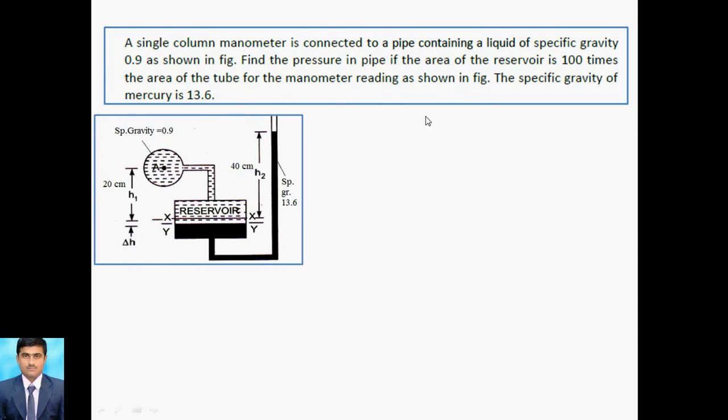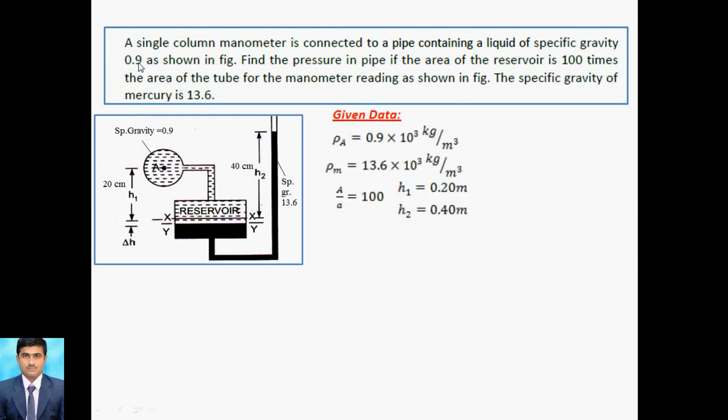This is the given data, along with the specific gravity of mercury. The heavier fluid is here. You know that the heavier fluid is at the bottom and the lighter fluid is at the upper side. Here the flowing fluid is there, and the heavier fluid is the one used in the manometer, so it can measure the deflection. Now we go to the given data.